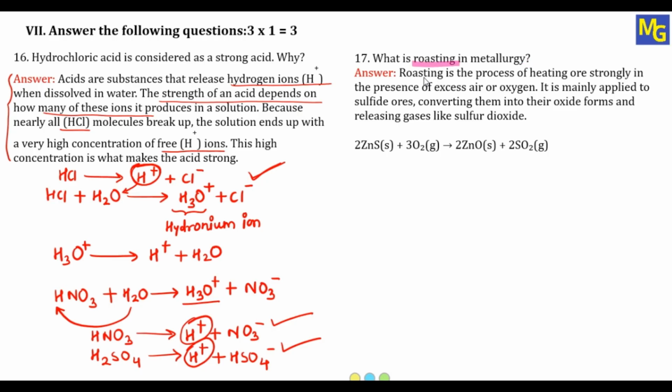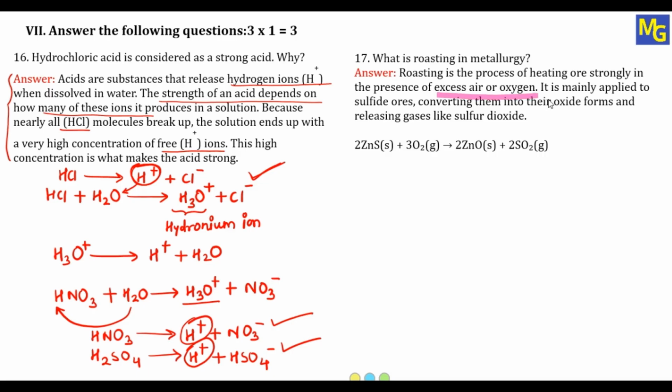See the answer. Roasting is the process of heating ore strongly in the presence of excess air or excess oxygen. Roasting is a very common word. We use it many times in our kitchen. We roast chilies, or we roast potatoes like this. So roasting is nothing but heating something in the presence of a large amount of air or oxygen.